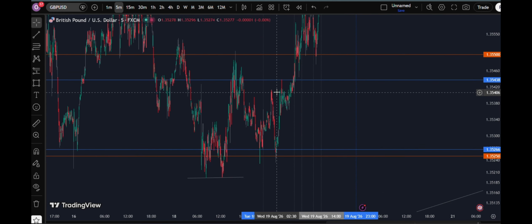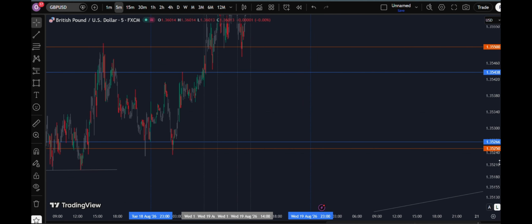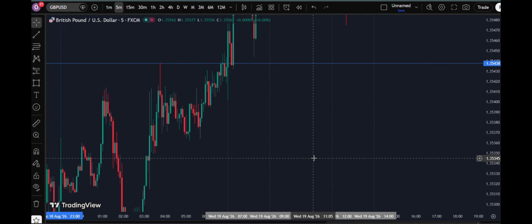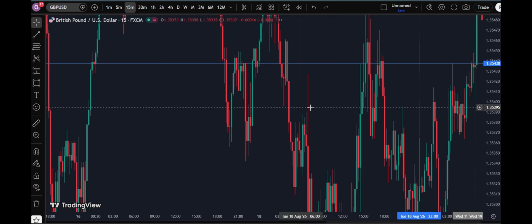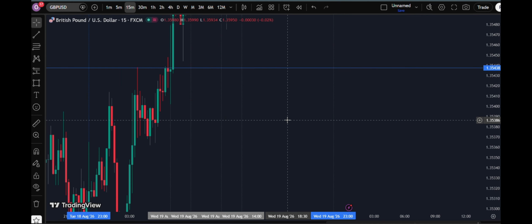Instead, it broke structure here. Came here, broke structure. So we are very highly bullish. So what happened at 7 o'clock? At 7 o'clock, that's when we normally take our entries. So at 7 o'clock, come to this 15 minutes, I saw that we are making a series of higher highs and higher lows.